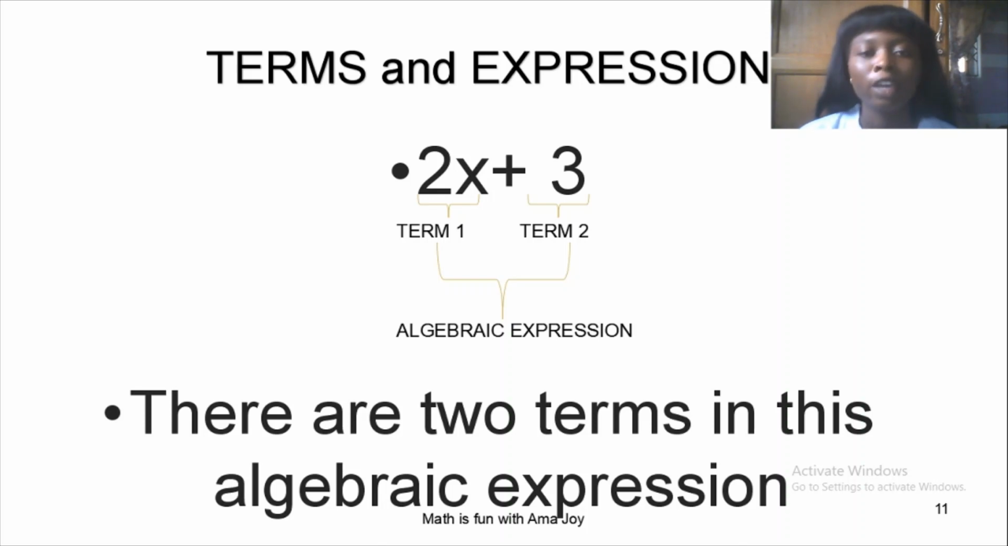So I take it again, 2x and 3. The plus is separating both of them. So in 2x plus 3, I have one family at one side, which is 2x, and another family at the other side, which is 3. And the plus is separating both of them. So two terms give us one algebraic expression in this example. Okay.